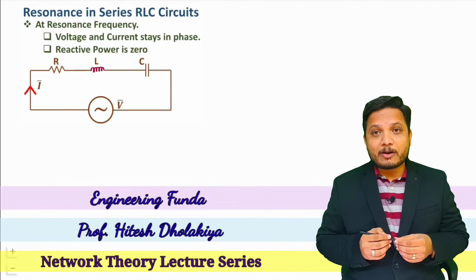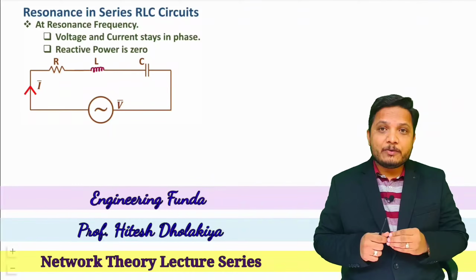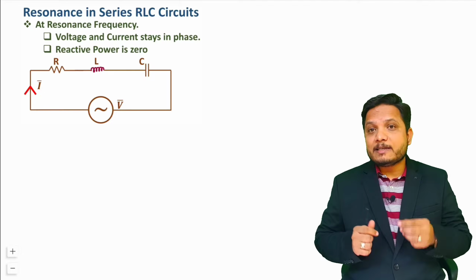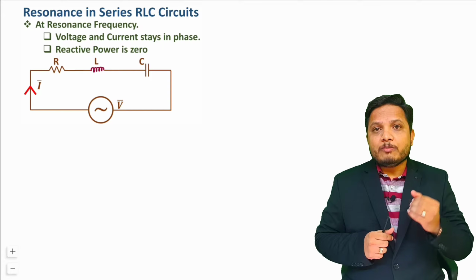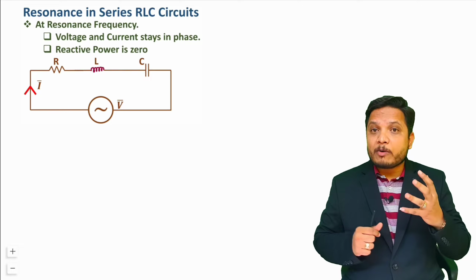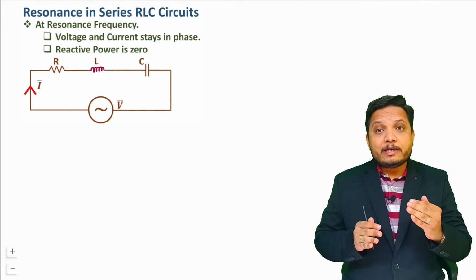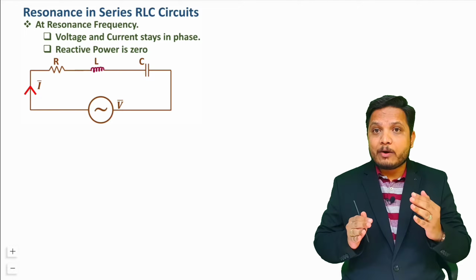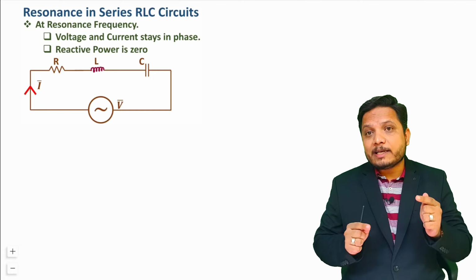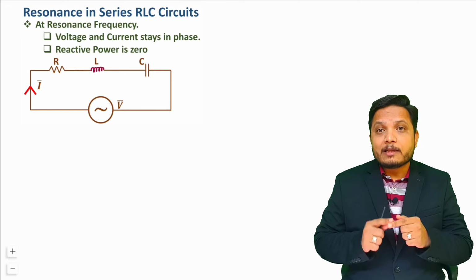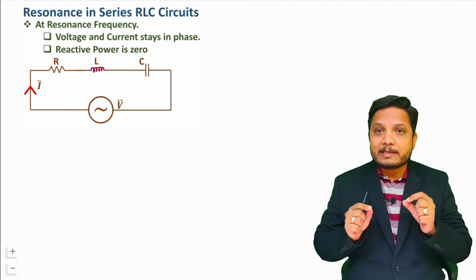This video is a part of Network Theory lecture series, and in this video I'll explain what is resonance in series RLC circuits. When we talk about resonance, you must understand one thing. In AC circuits, resonance means voltage and current should have the same phase. And when voltage and current are both in the same phase, there will be zero reactive power in the circuit.